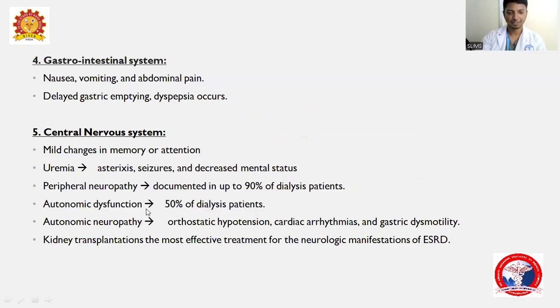Also, autonomic dysfunction, which is seen in 50% of dialysis patients. Autonomic neuropathy can lead to orthostatic hypotension, cardiac arrhythmias, and gastric dysfunction. Kidney transplantation is the most effective treatment for the neurological manifestations of ESRD.